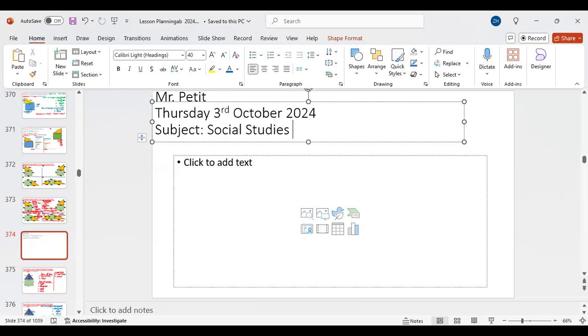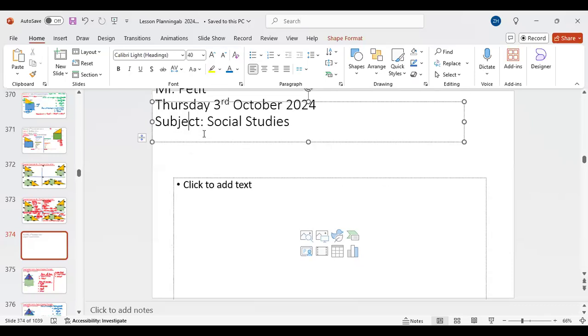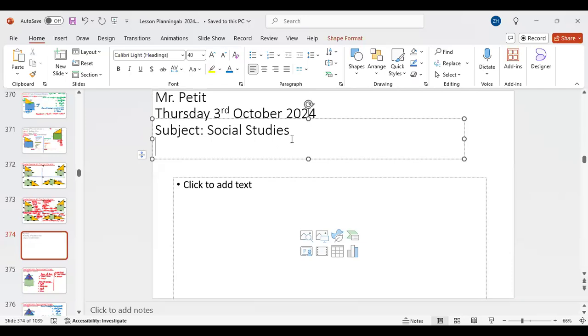All right. So today we're going to be looking at the Arawak religion. So the topic is the Arawak religion. And if we have time, we could talk about their organization as well. We should have time for that.